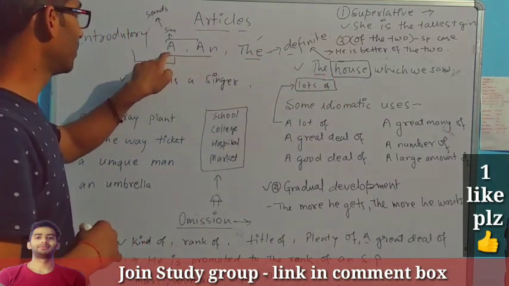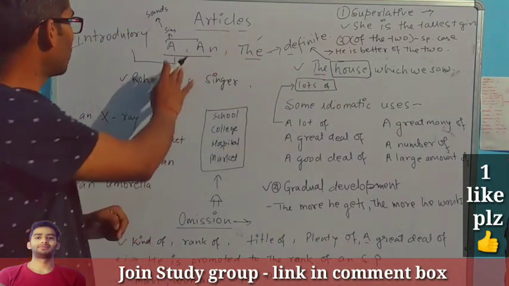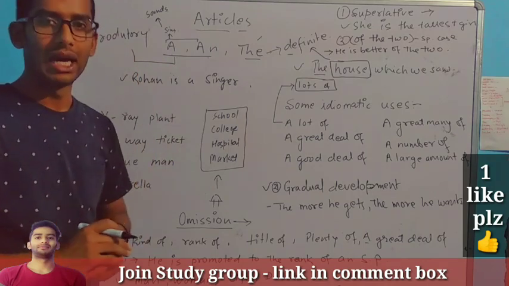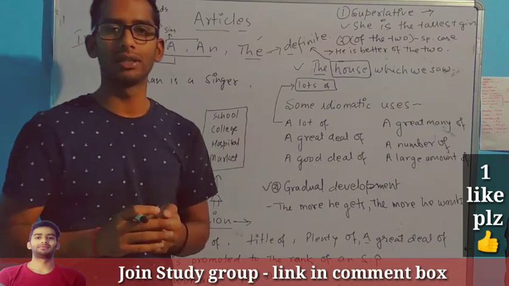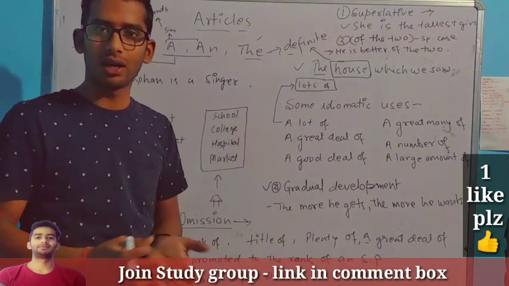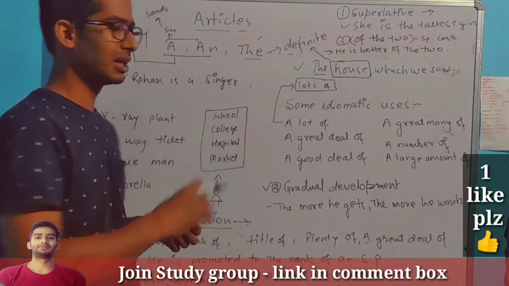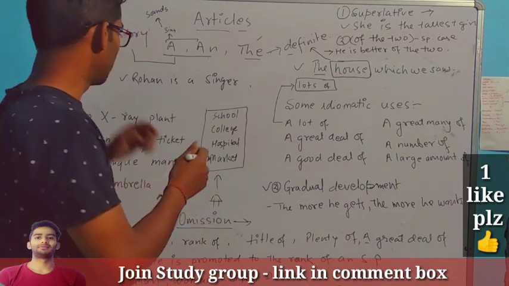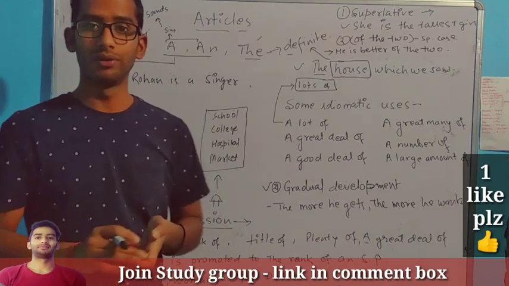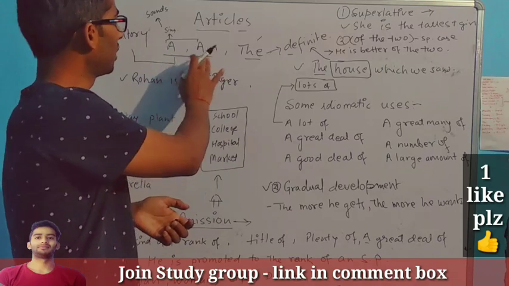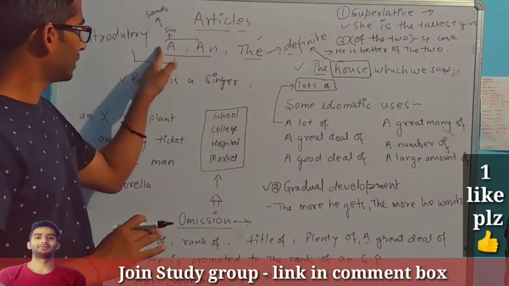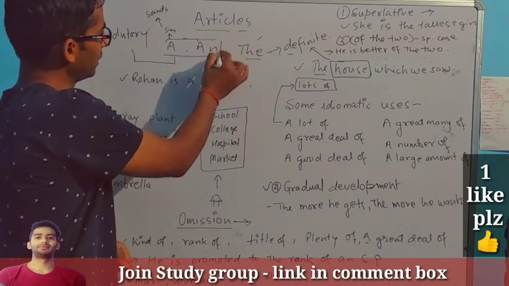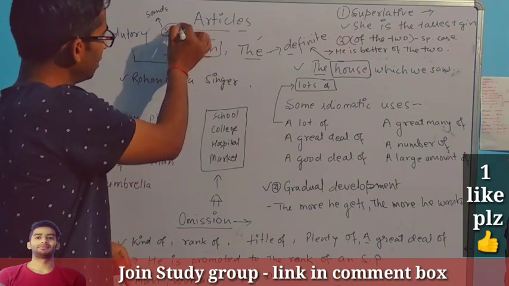Now let's come to A and AN. These are called introductory articles. And why do we call them introductory articles? Because whenever we talk about anything or any noun in English for the first time, we use A or AN. And these two are used with singular nouns.